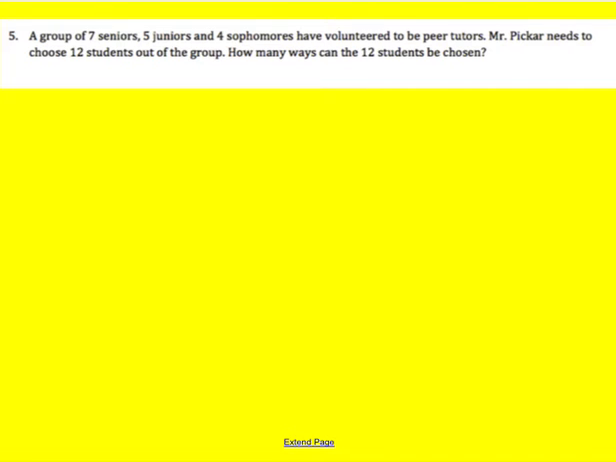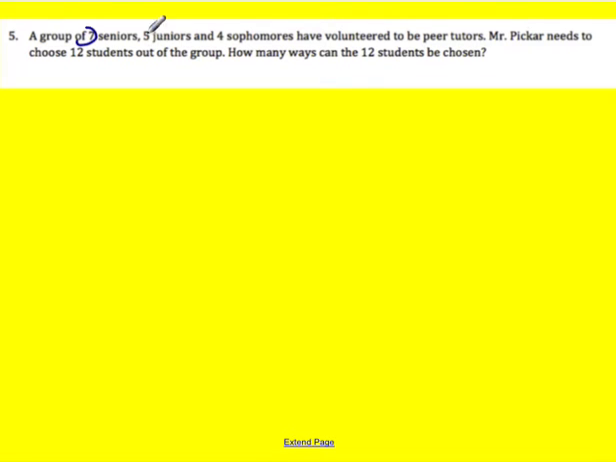It says a group of 7 seniors, 5 juniors, and 4 sophomores have volunteered to be peer tutors. Mr. Picard chose 12 students out of that group. How many ways can 12 students be chosen? Well, does it matter the order in which he chooses the students? No, it just matters which students he chooses.